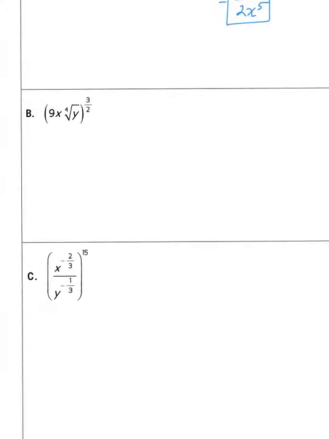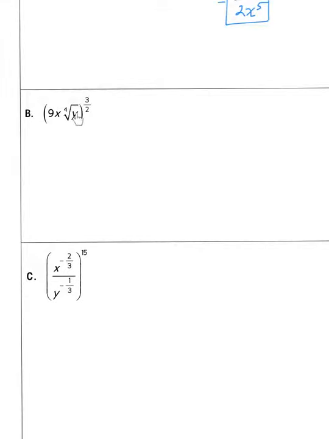Then for B, we have a mixture of fractional exponents and some radicals going on here. All right, so I'm going to rewrite this as 9, then the x, then the 4th root of y is going to be written as y to the 1/4. Then all of this is raised to the 3/2. And my 9, I'm actually going to change, because 9 can be written as 3 squared. I'm just going to save myself a step.